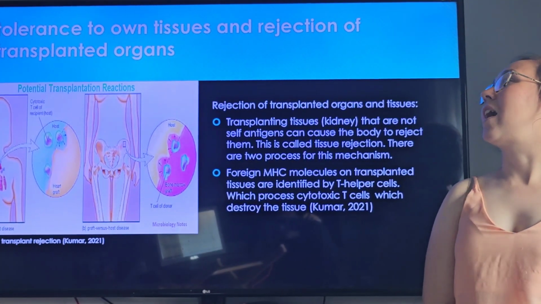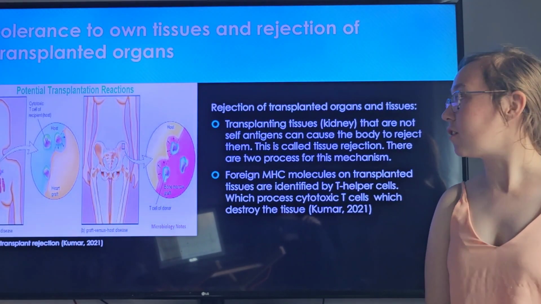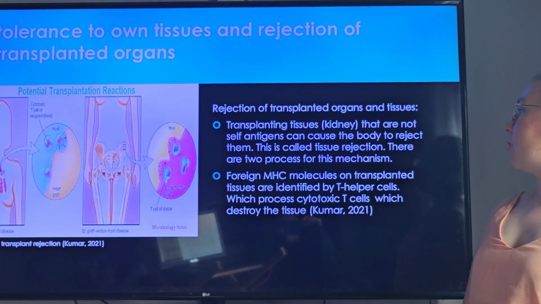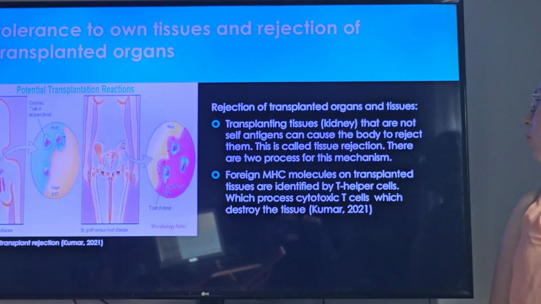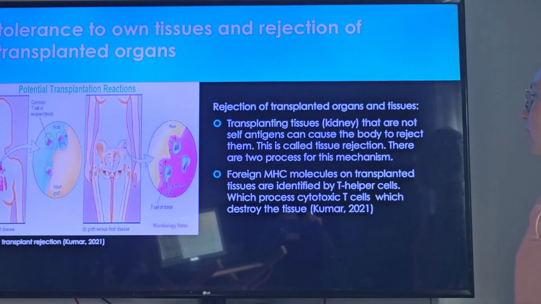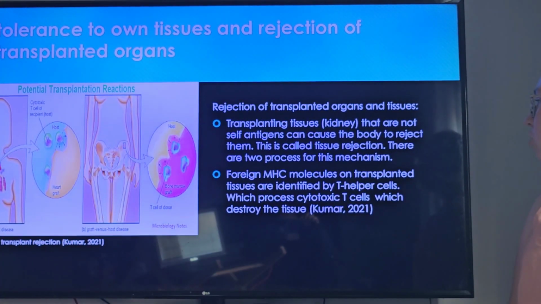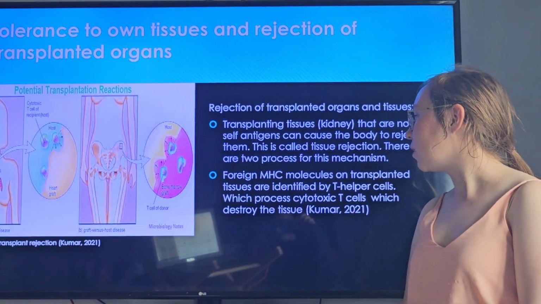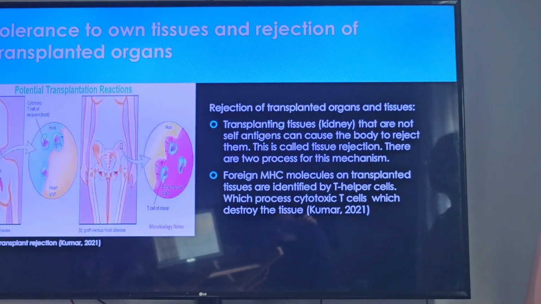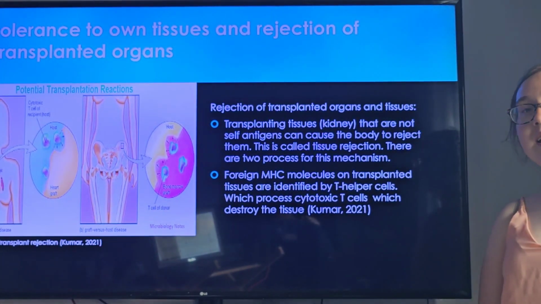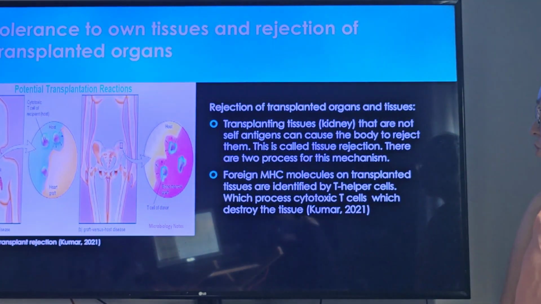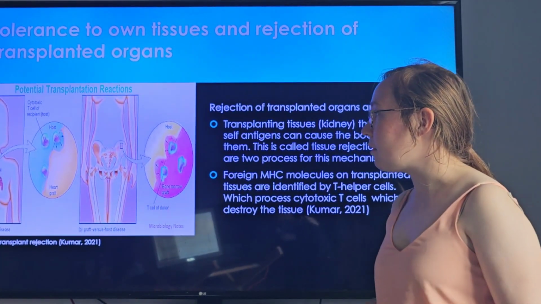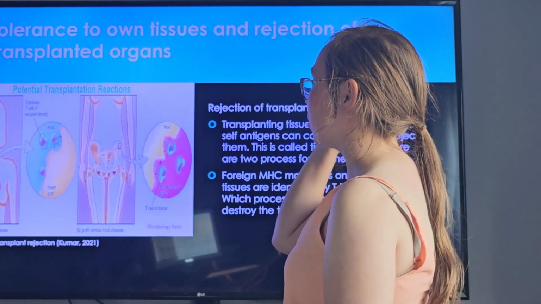Tolerance to own tissues and rejection of transplanted organs. Rejection of transplanted organs and tissues. Transplanting tissues that are not self-antigens can cause the body to reject them. This is called tissue rejection. There are two processes of this mechanism. Foreign MHC molecules on transplanted tissues are identified by T helper cells, which process cytotoxic T cells, which destroy the tissue. Here on this diagram are potential transplantation reactions.